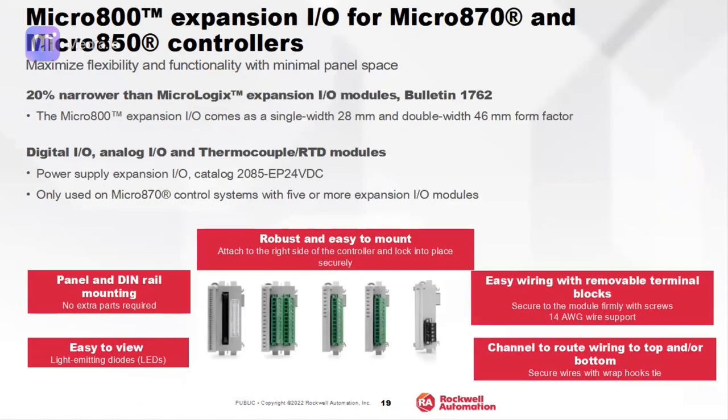So these are the expansion IOs. They start with bulletin 2085. Rockwell offers digital inputs, analog, thermocouple, RTD, and high-speed counter modules. For digital input and digital output, 16 channel and 32 channel are available. For more than 4 expansion modules, we need to use this power supply.